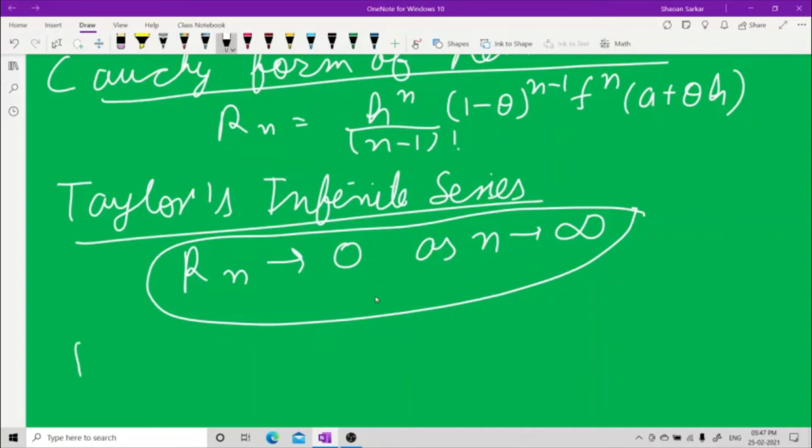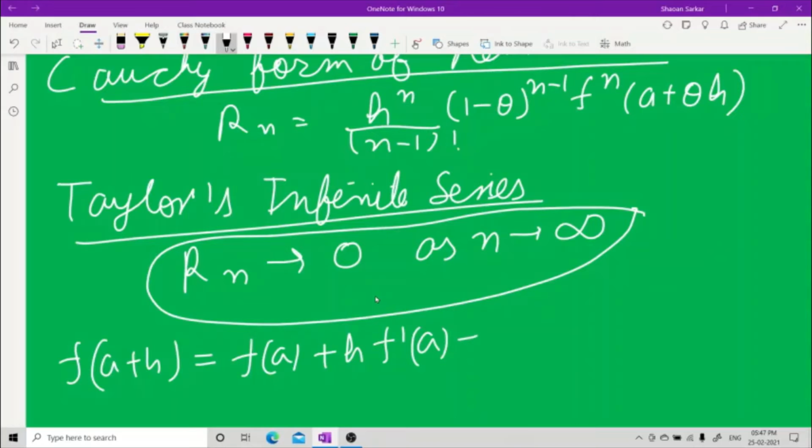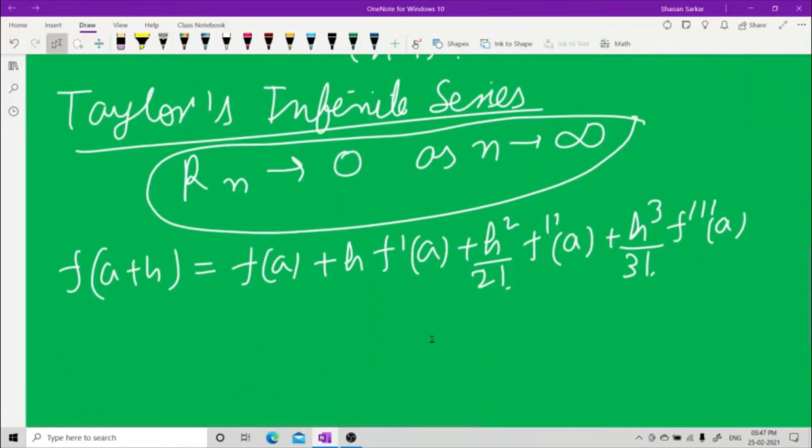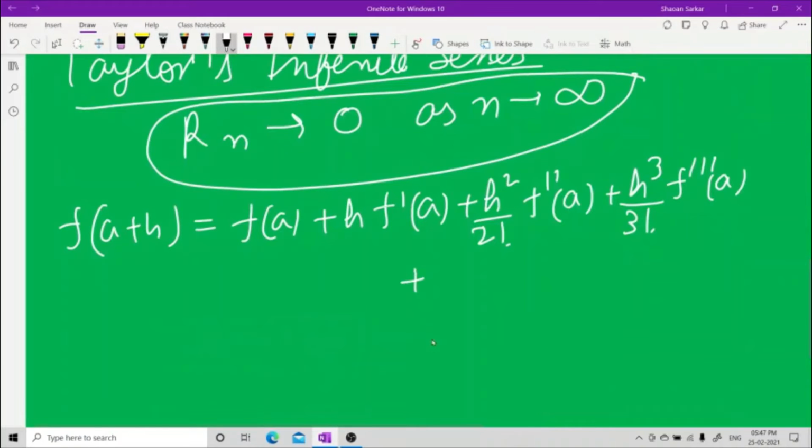Then f(a plus h) becomes f(a) plus h f'(a), the first derivative, plus h square by 2 factorial f''(a), second derivative, plus h cube by 3 factorial f'''(a), third derivative, and so on and so forth, plus the nth derivative term h to the n upon n factorial f n (a), and it continues. और ये चलता रहता है.